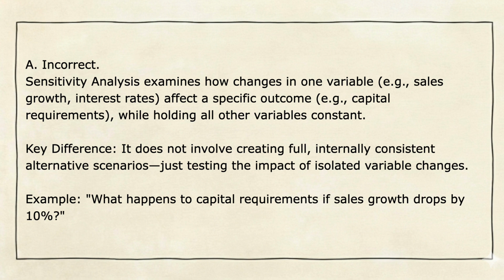A. Incorrect. Sensitivity analysis is like a detective story for your business, where you figure out how small changes in one thing, like how much you sell or how much it costs to borrow money, can shake things up for another thing, like how much money you need. You keep everything else the same to see what happens. The big difference is that instead of imagining all sorts of different futures, you're just checking how one thing changing at a time affects the outcome. For instance, you might ask, if we sell 10% less, what will happen to how much money we need?